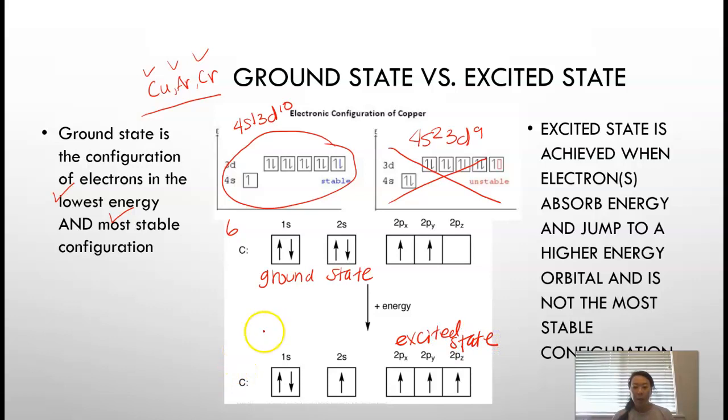Okay, so that's it for Aufbau diagrams, unpaired electrons, ground states, and excited states. And that, I promise, is the very last bit.